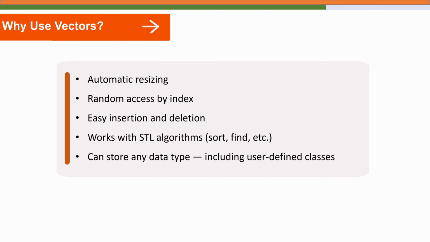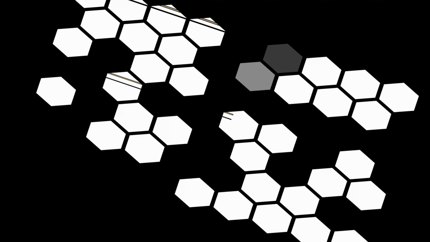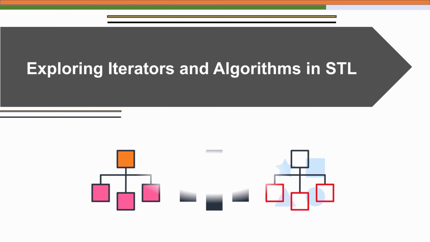store any data type. We have learned how vectors can store and manage collections dynamically, but the real magic begins when we combine vectors with STL algorithms. Algorithms are powerful built-in functions for transforming, searching, or sorting with minimal effort. So we will now see how these algorithms work hand in hand with containers through iterators.